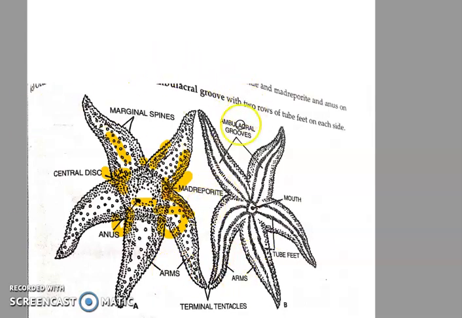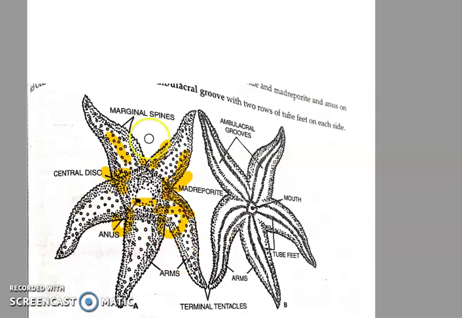Today's topic is the life history of starfish. Before going into the life history of starfish, we should have a little bit of an idea of its general morphology. So this is pentamerous in shape, as you can see, star-shaped starfish. It shows pentamerous radial symmetry.